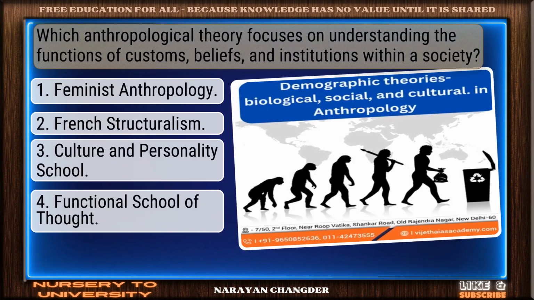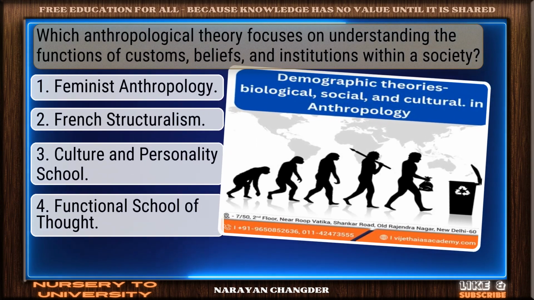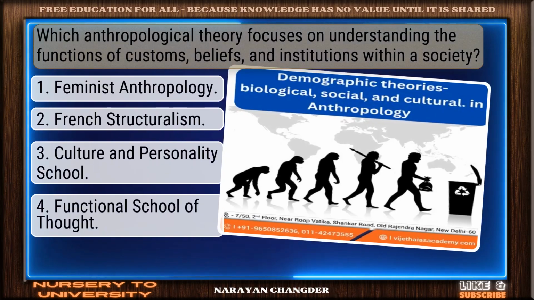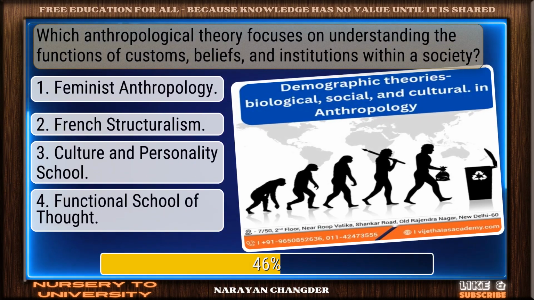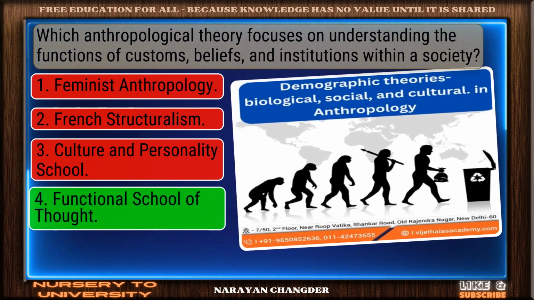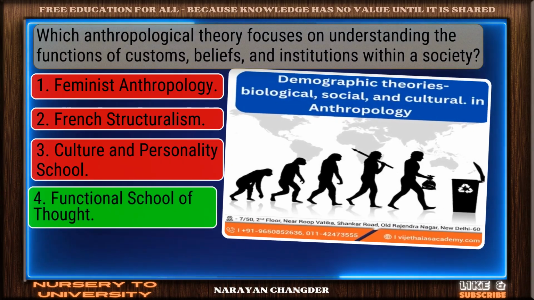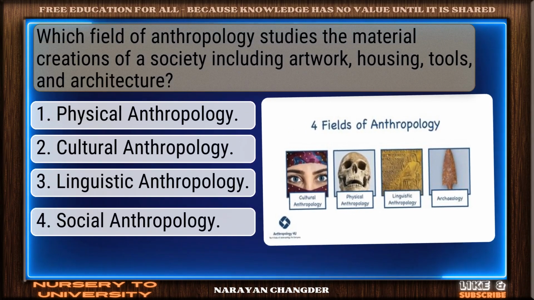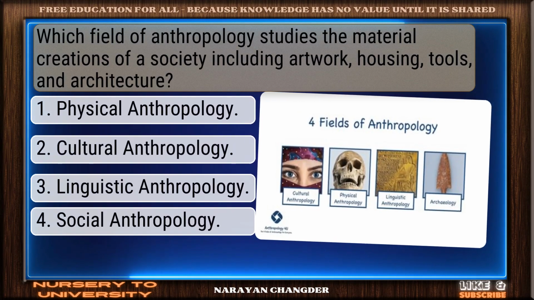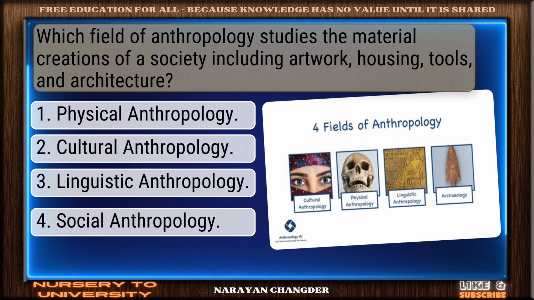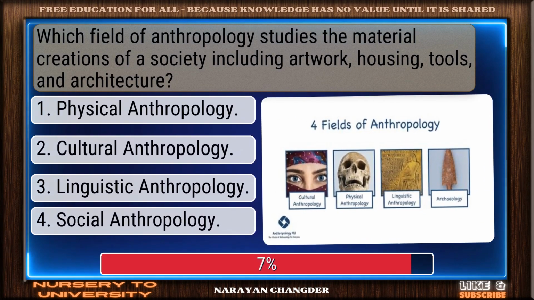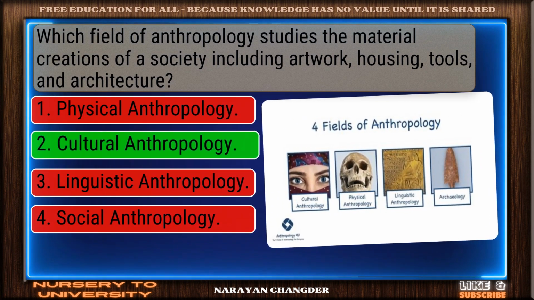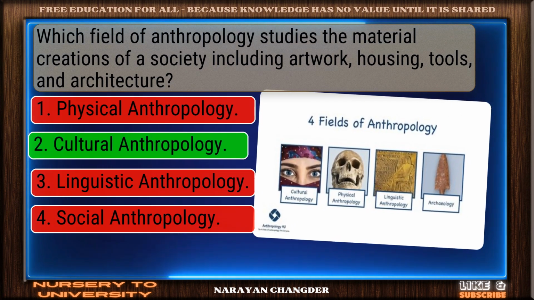Which anthropological theory focuses on understanding the functions of customs, beliefs, and institutions within a society? Correct. Functional school of thought is the right answer. Which field of anthropology studies the material creations of a society, including artwork, housing, tools, and architecture? Good thinking. Cultural anthropology is the right answer.